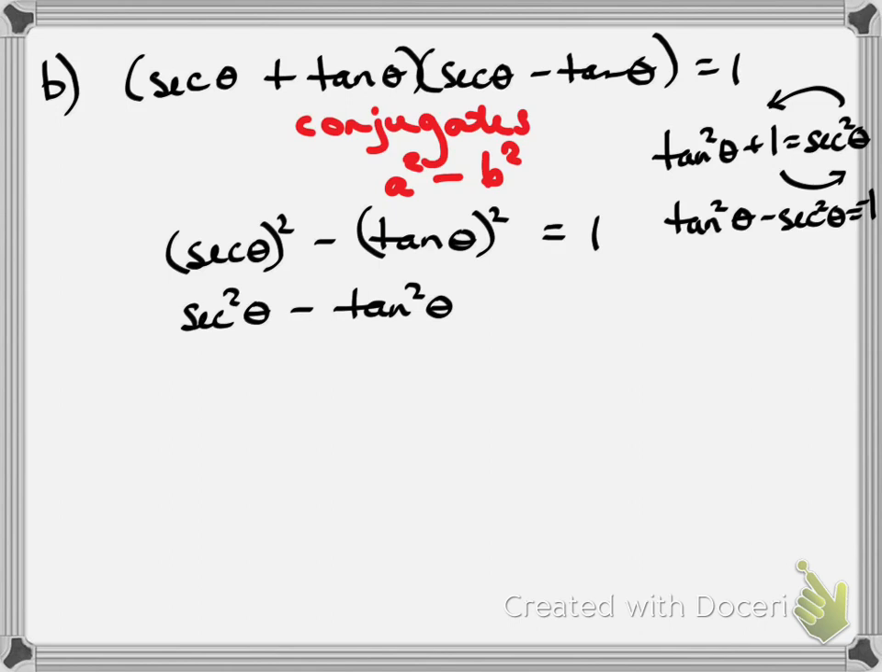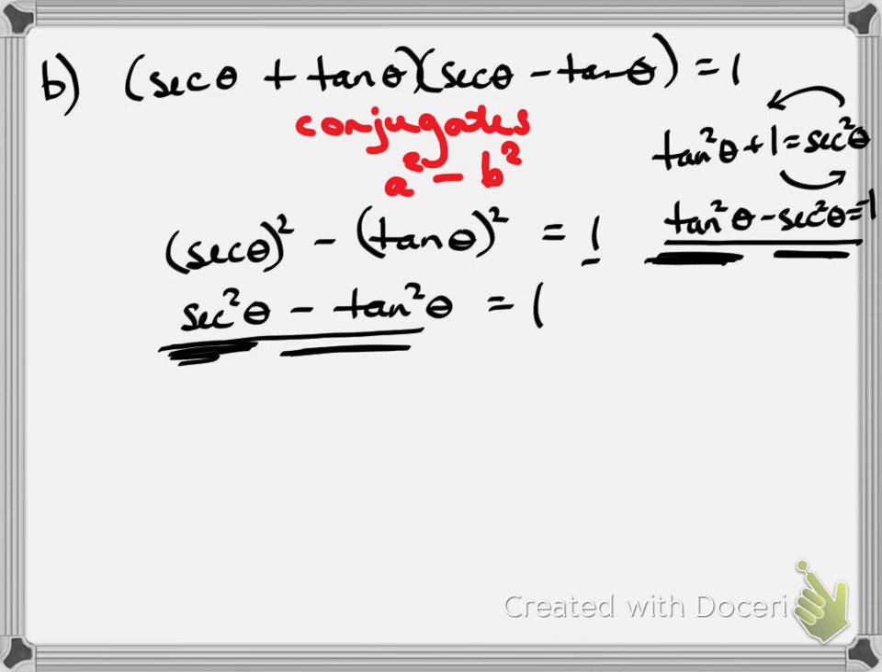Now when I compare these, every sign's exactly wrong. I want secant positive, and here we have minus secant. I want tangent negative, and here I've got positive tangent. And I want it to equal a positive 1, and here it equals a negative 1.